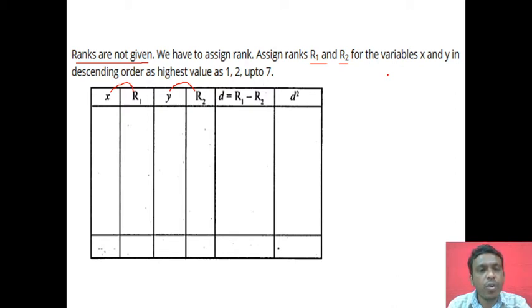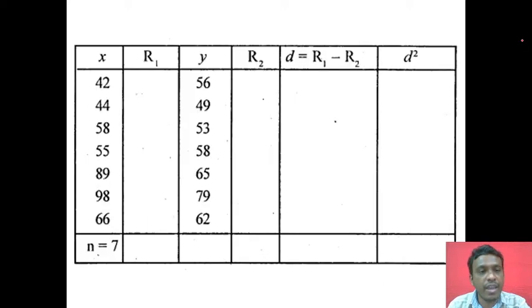So let us copy this. Because ranks are not given, these two new columns will come, R1 and R2. Let us copy the question, that is the values of X and Y. Concentrating on our table, the values of X and Y are given. Here n is equal to 7 because we have 7 sets of values. Now let us give ranks to X.